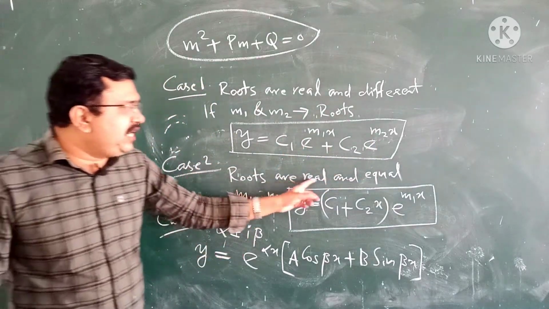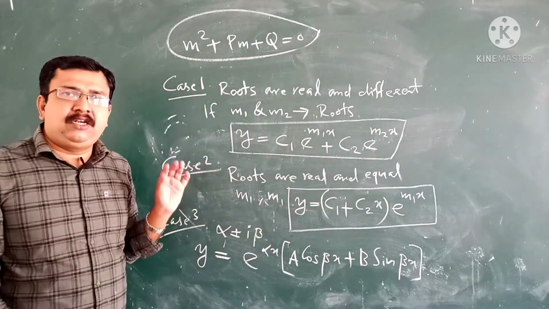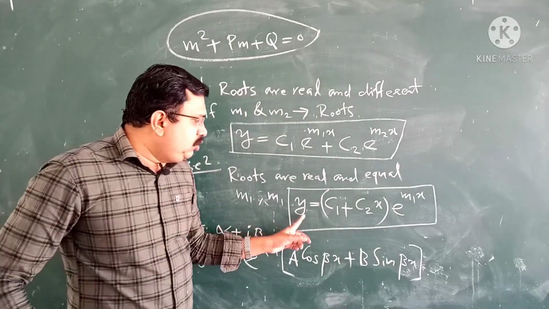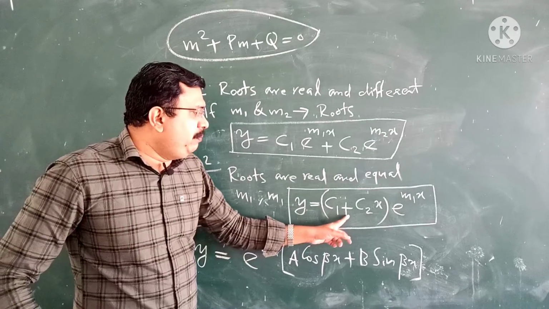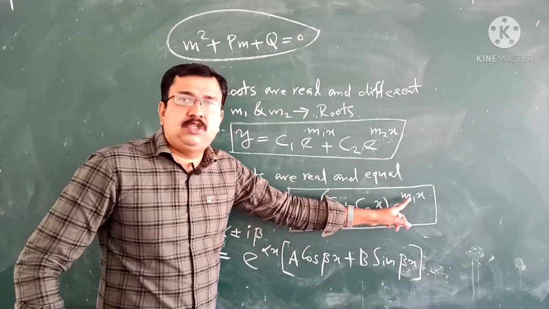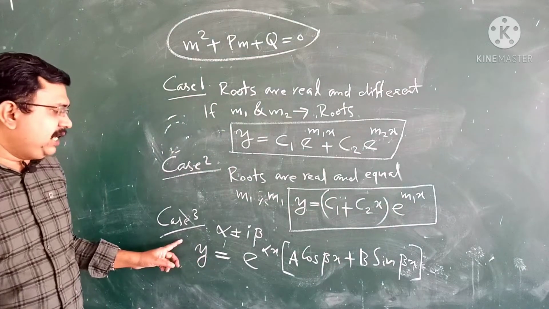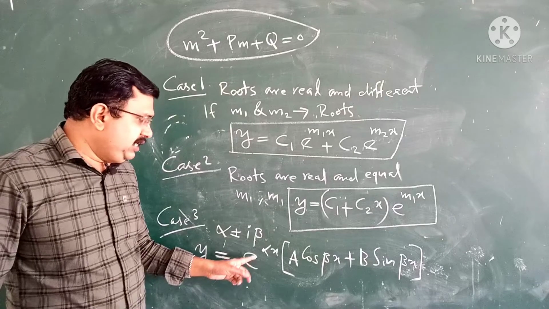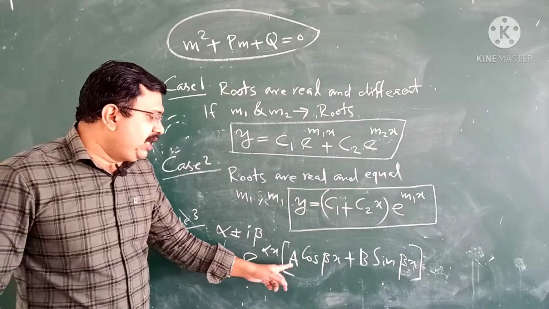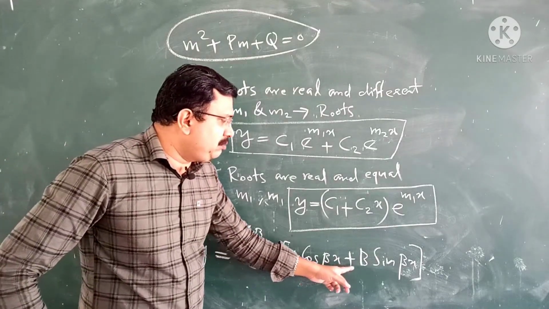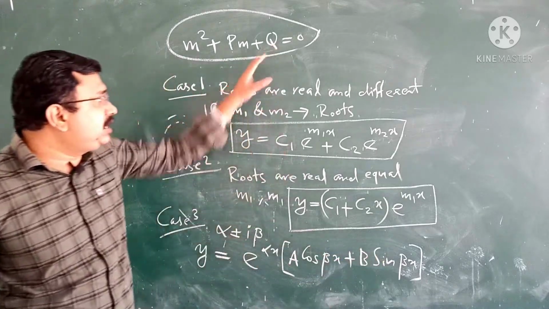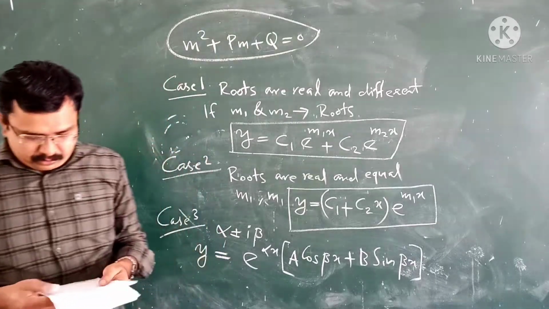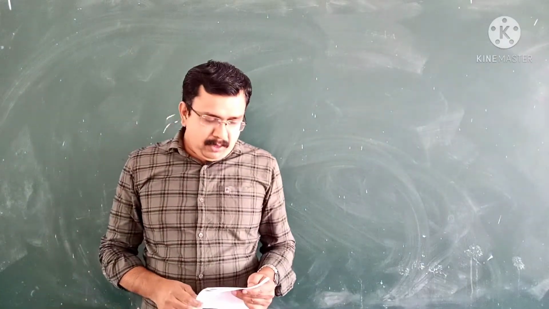If the roots are real and equal, that means both roots are the same, that is m1 and m1, then the solution is y equal to (c1 plus c2x) into e raised to m1x. And the last case is if the roots are imaginary, then y equal to e raised to alpha x into (a cos beta x plus b sin beta x). These are the three cases to solve the auxiliary equation. Okay. Now we can do some problems.